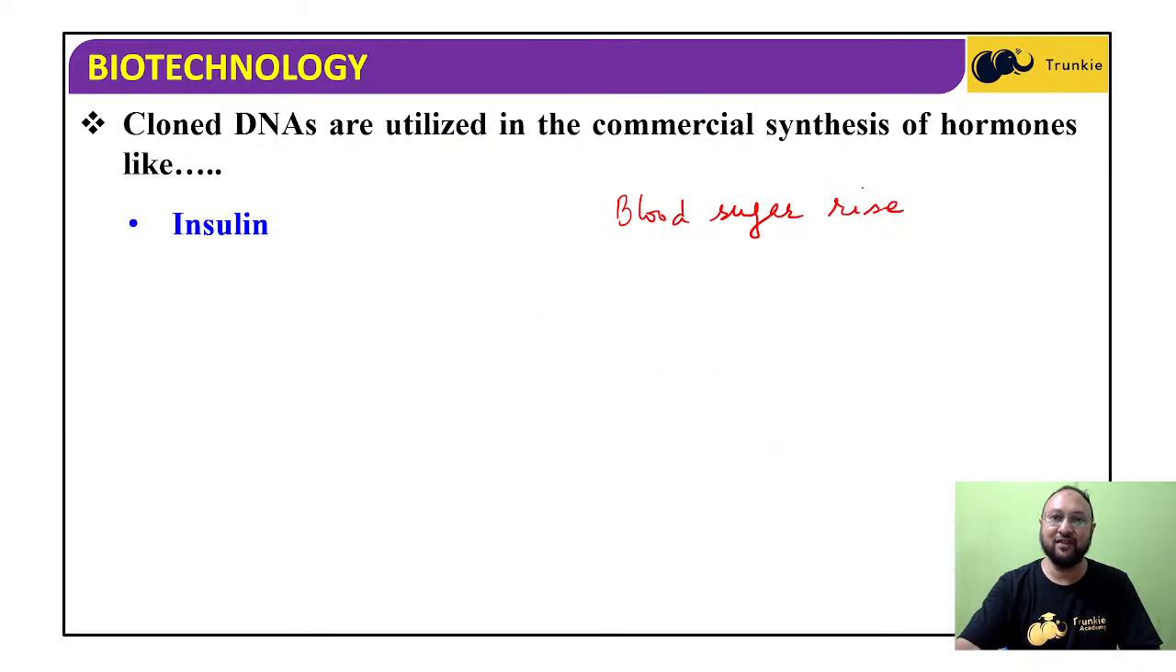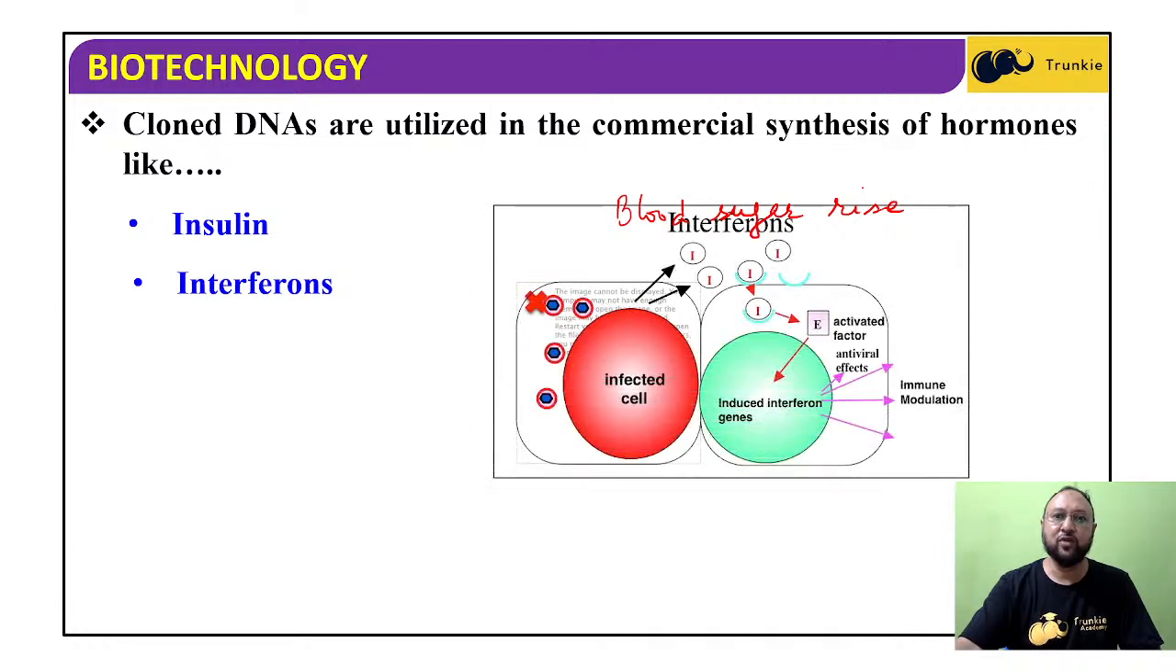Okay, so the islets of Langerhans, the beta cells in the pancreas, produce the insulin, but for some reason, when they are not producing it, the blood sugar level rises.